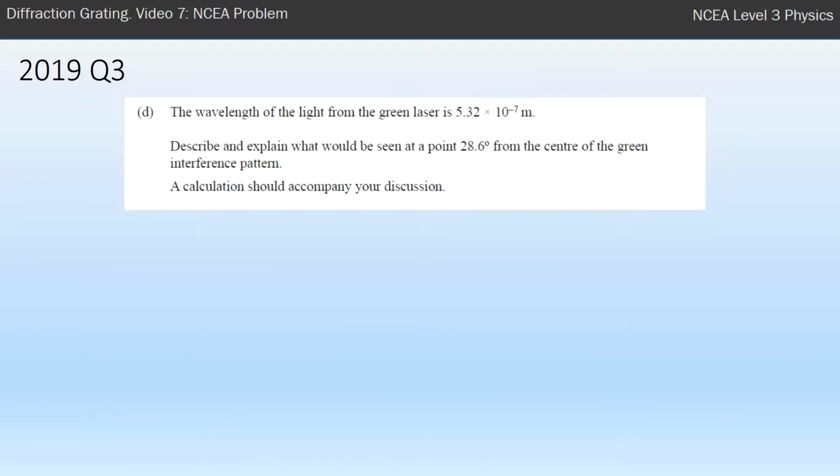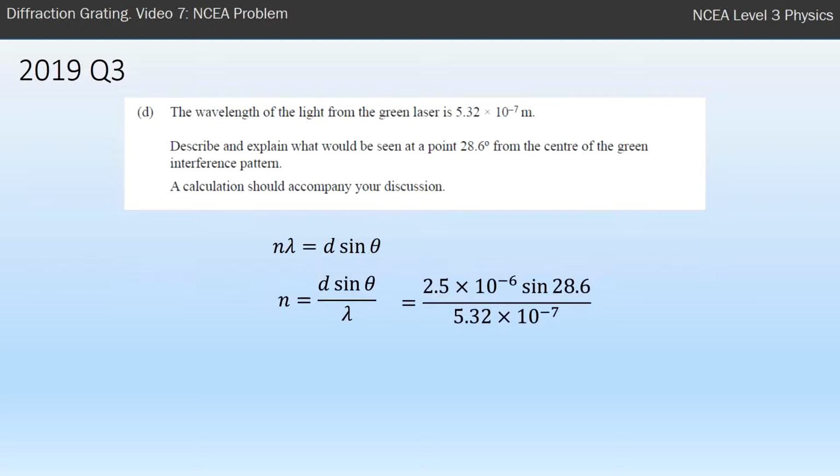The last one, they've given us the wavelength of the green laser, and describe and explain what would be seen at point 28.6 degrees from the center. Calculation should accompany the discussion. So I'm going to go back into my formula again. I've been given the angle. I know what the d is, the distance between the slits. I know what the wavelength is. I don't know what n is. I don't know if it's a bright spot, like 1, 2, 3, 4, or a dark spot, like 1.5, 2.5, etc. So let's find out what n is when we rearrange it. I make n by itself and put the numbers in, and that gives me n equals 2.25.